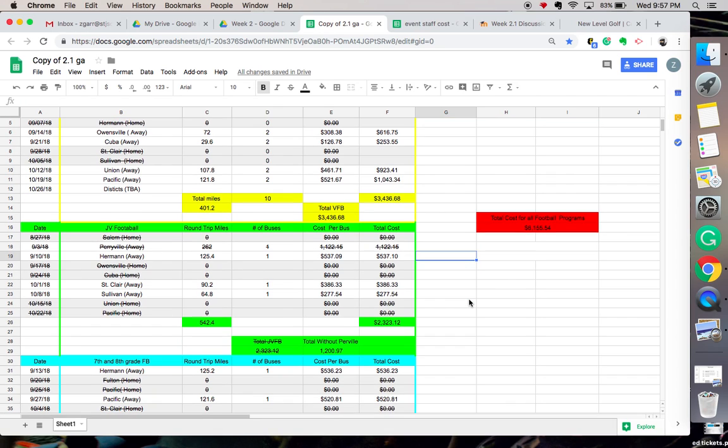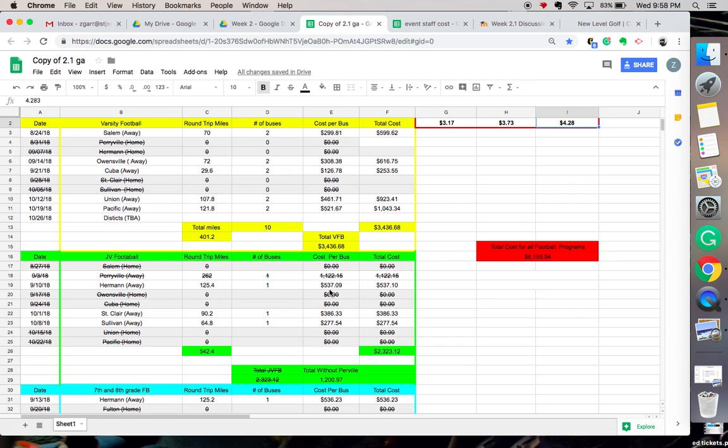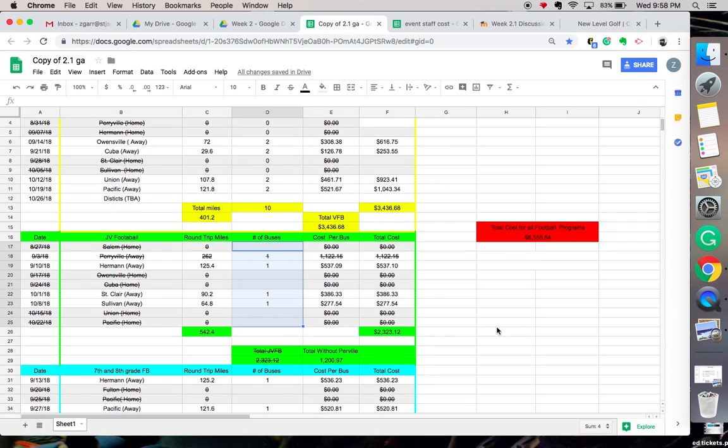Go to the JV football, which I highlighted in green, strike through the home games and through Perryville since we didn't go there. I figured out all the miles through Google Maps for the whole round trip and did the cost per bus. So for Herman here, C19, which is right here, 125.4 times 4.28 gave me the total of $537.09. That would also be our total cost, because for JV football we only take 1 bus, so I didn't have to multiply that cost again.